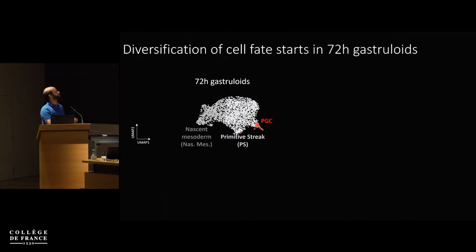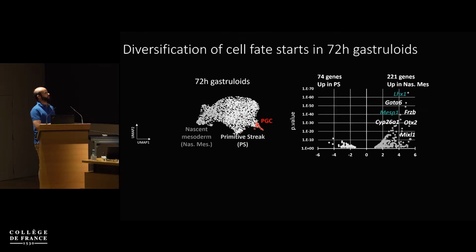But if we focus on this first time point where we detect transcriptional diversity, and look at the program that is specific to each population, we can see all these genes that are preferentially expressed in this nascent mesoderm population, but we don't know their localization. Are they polarized? What about their spatial organization?